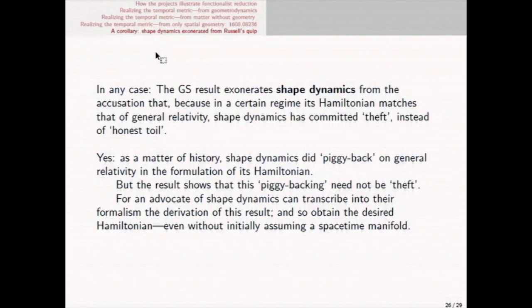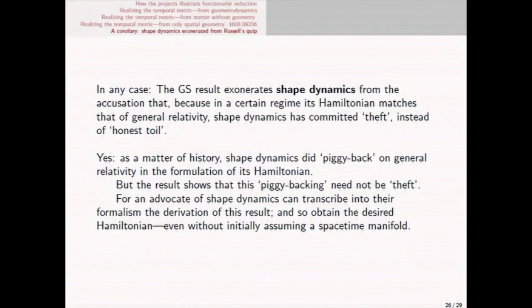And therefore, you might say, shape dynamics has just leaned on the previous success of general relativity to give an empirically adequate as well as theoretically amazingly interesting conception of spatial geometry changing over time? And isn't that a sort of naughtiness of some kind? One might even say postulation, one might even say theft. Well, this GS result, the third project discussed, shows that that's just a happenstance of history, right?